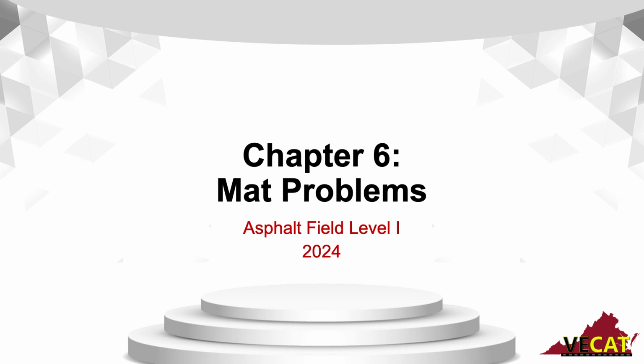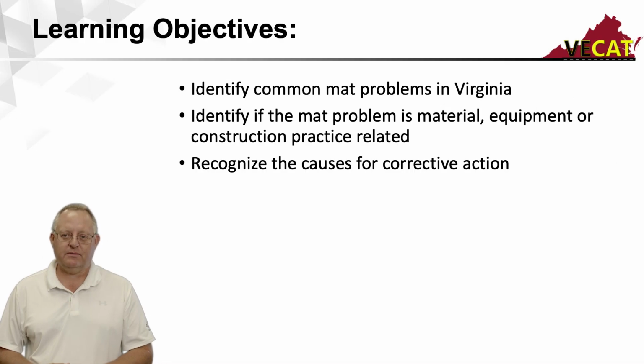And now we're going to cover Chapter 6, Mat Problems, in the Asphalt Field Level 1. This is the final module of this class. And we're going to talk about the things that we hope you don't see out in the field. But when you do this enough, things do happen. And you need to know what they are and what things can be done to remedy them, to correct them. So let's go through some things.